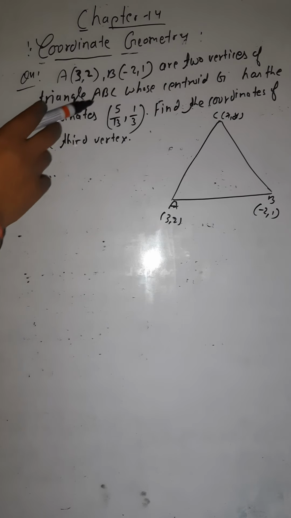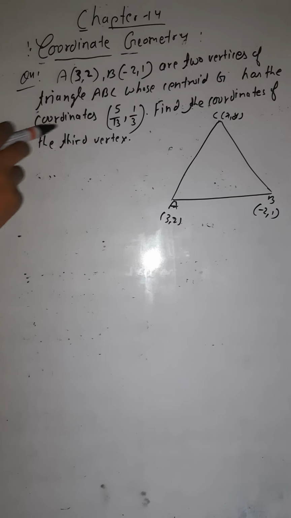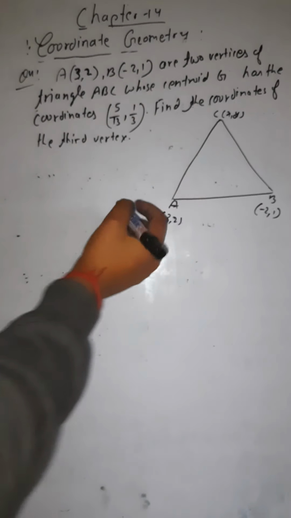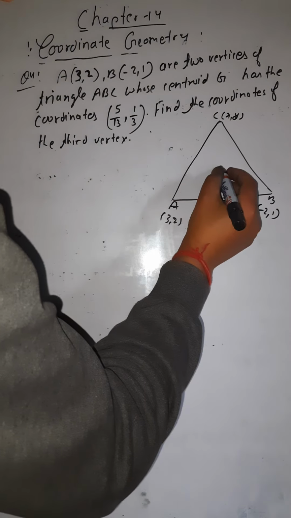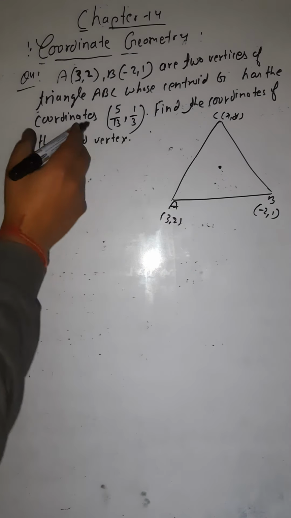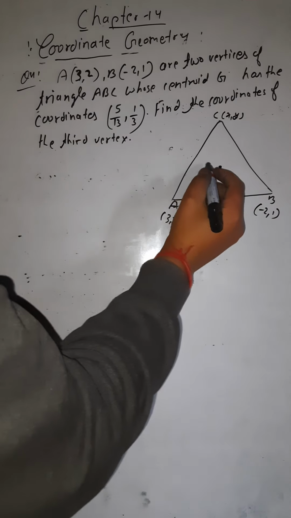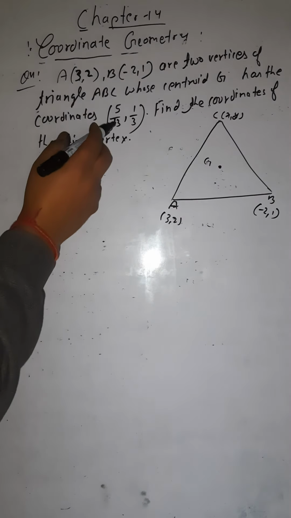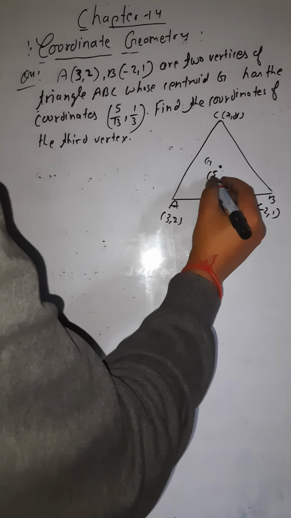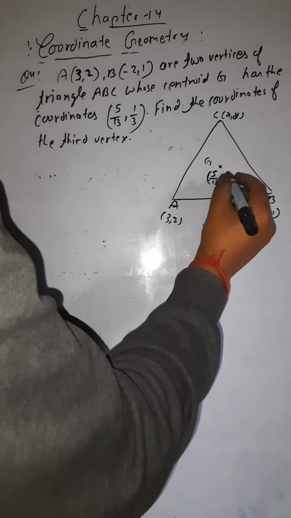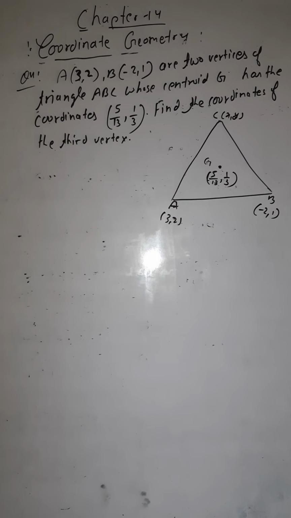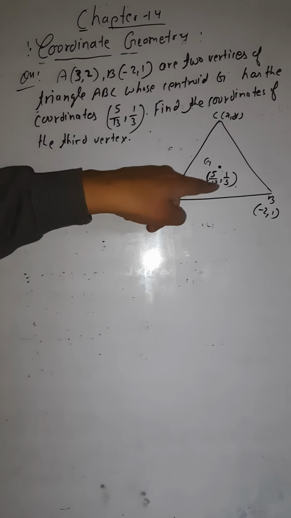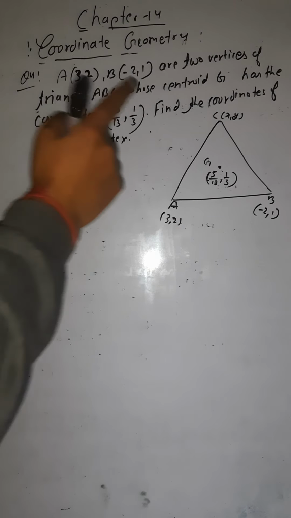Now one more thing you have been given: whose centroid G has the coordinates. Centroid means where the medians cut. In the previous question I taught you that the point where the medians of the triangle cut is called the centroid of the triangle. Let's say the centroid is here, this is G. What are the coordinates? 5 by 13, 1/3. In the previous question the coordinates were the origin 0, 0, but now they are 5 by 13, 1/3. Now you have to find the third vertex.